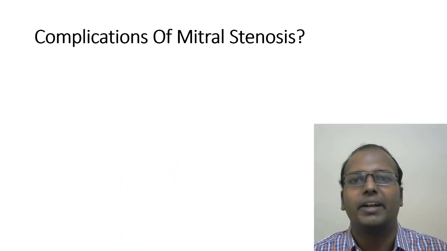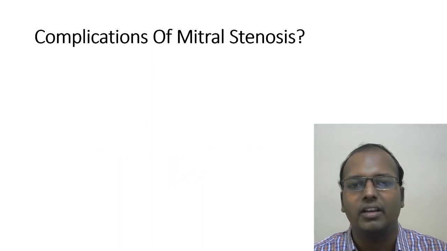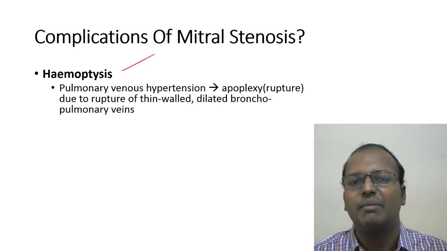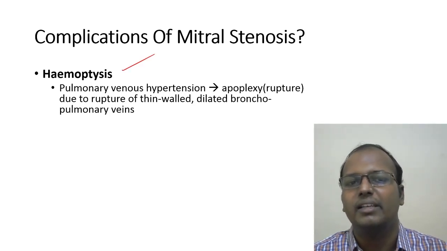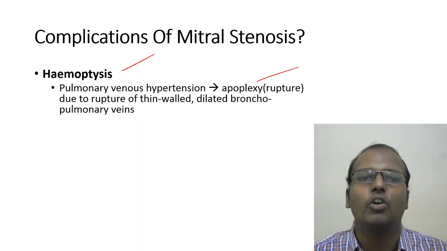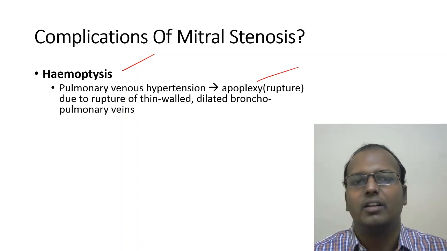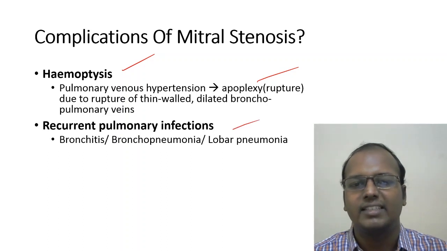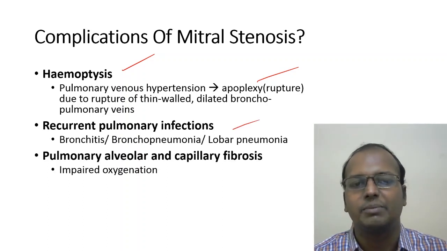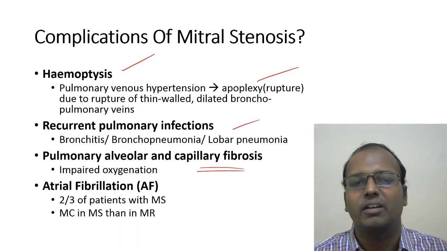So what are the complications of mitral stenosis? A lot of complications, very important complications are there. Let's discuss one by one. First is hemoptysis because of your pulmonary venous hypertension and pulmonary apoplexy. Thin-walled dilated bronchopulmonary veins rupture. Then comes your recurrent pulmonary infections, as discussed already, winter bronchitis, especially during winter. And pulmonary and alveolar capillary fibrosis can occur that will lead to hypoxia.